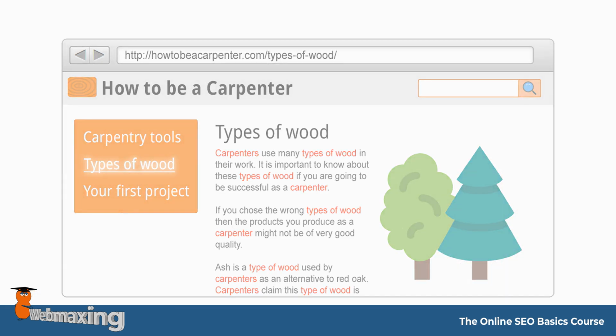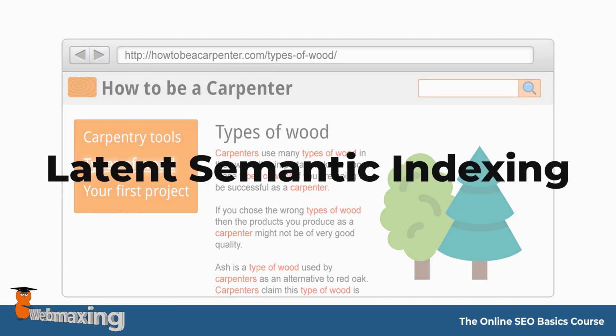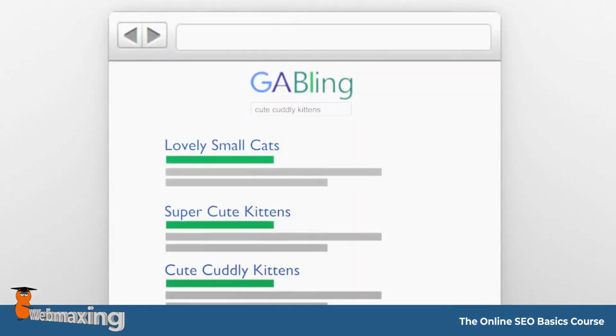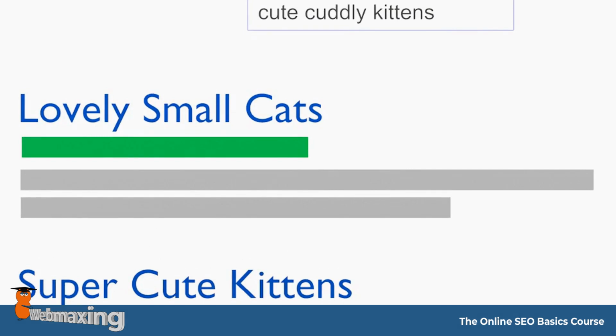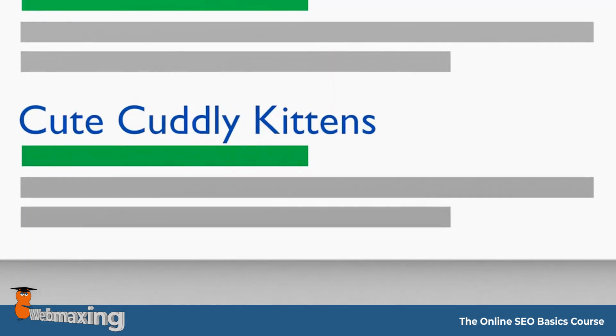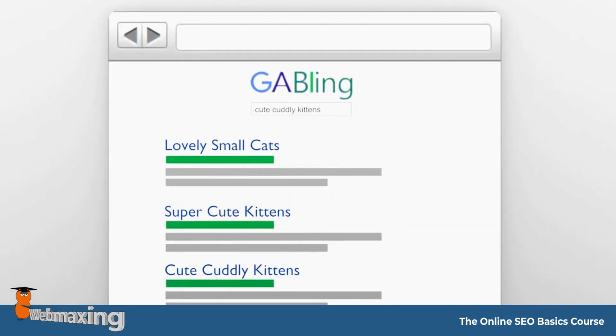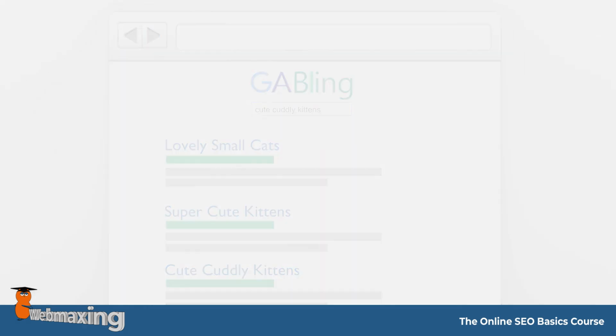Remember in an earlier module we talked about latent semantic indexing. The way search engines can understand which words mean the same as other words, and which phrases mean the same as other phrases. It's what allowed the page about lovely small cats to rank higher than the page about cute cuddly kittens, even when the search query was cute cuddly kittens. Well, that's true of your content as well.